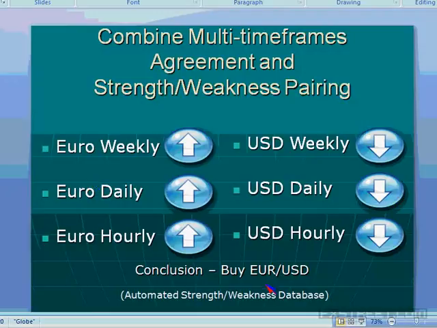the dollar is weak, and as I said, I have a signal on my database that tells me at that point what the conclusion is: to buy euro dollar. And this is not necessarily the case right now. This is just an illustration. Okay, and I'll show you my automated strength weakness database in a second. I'm not going to go through this a lot.